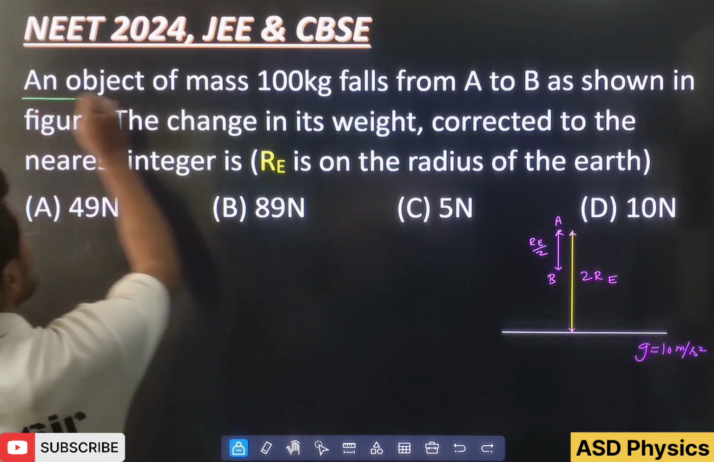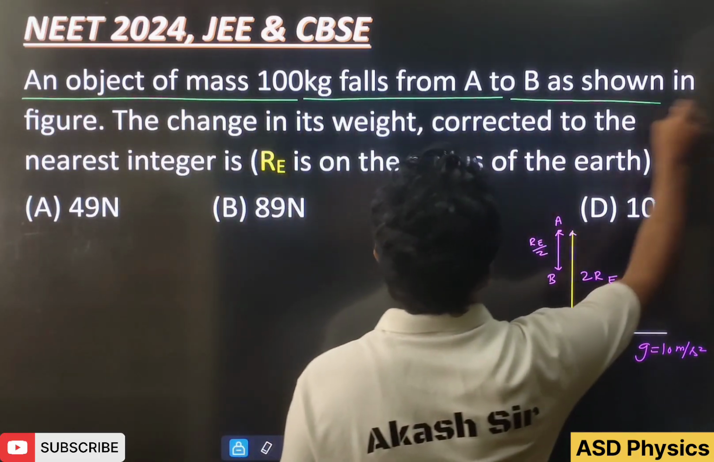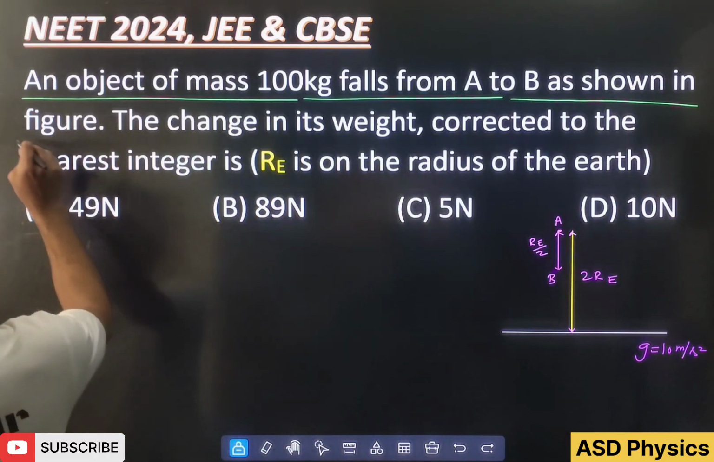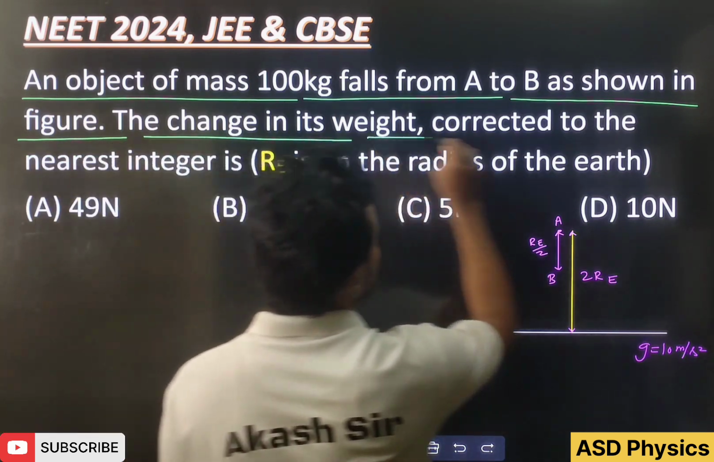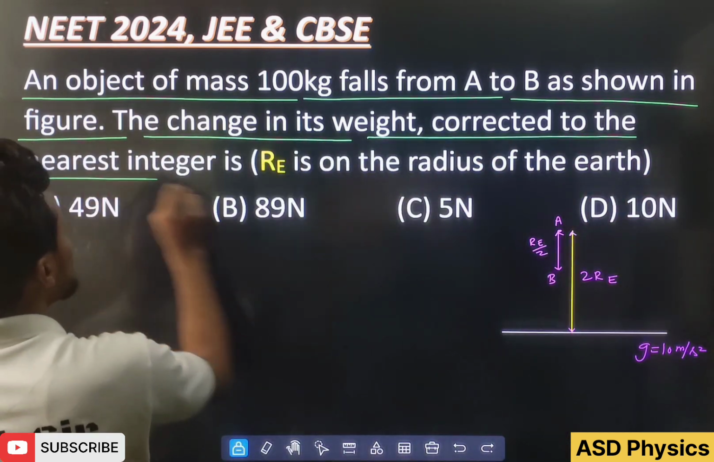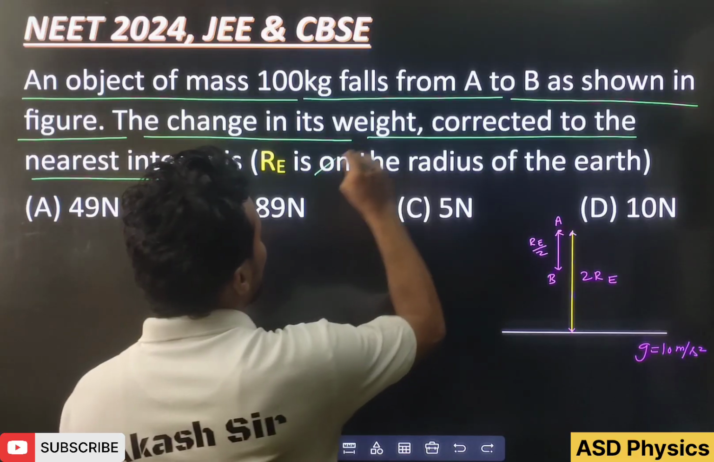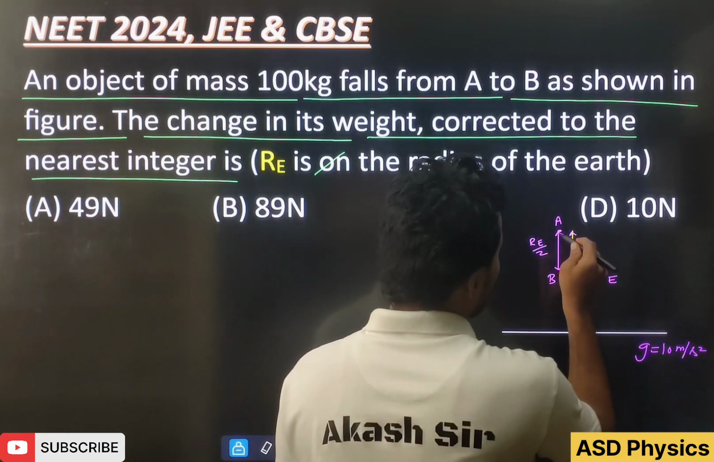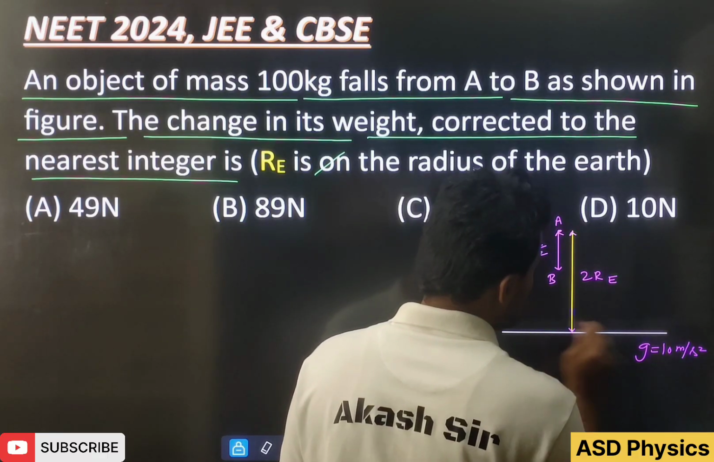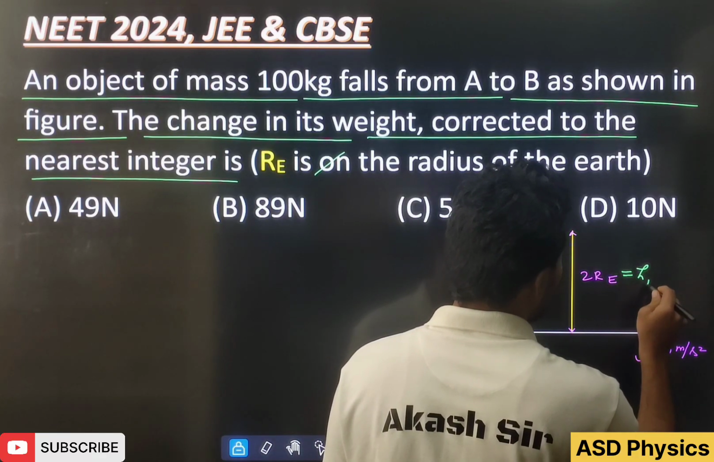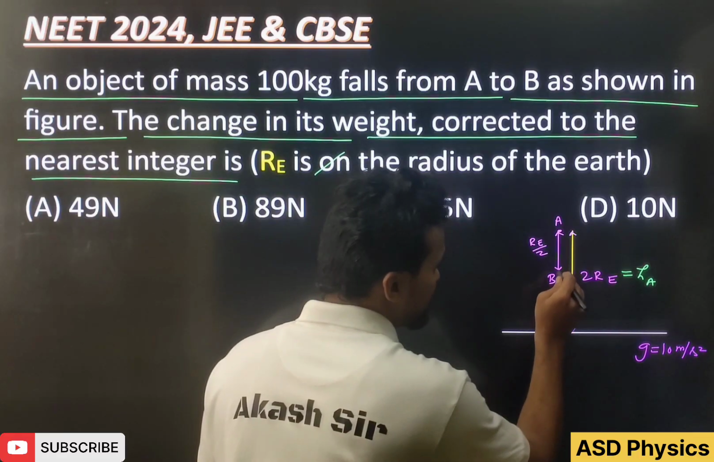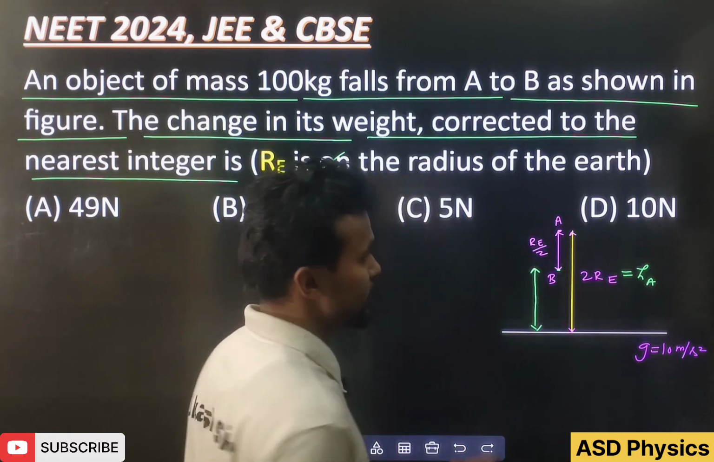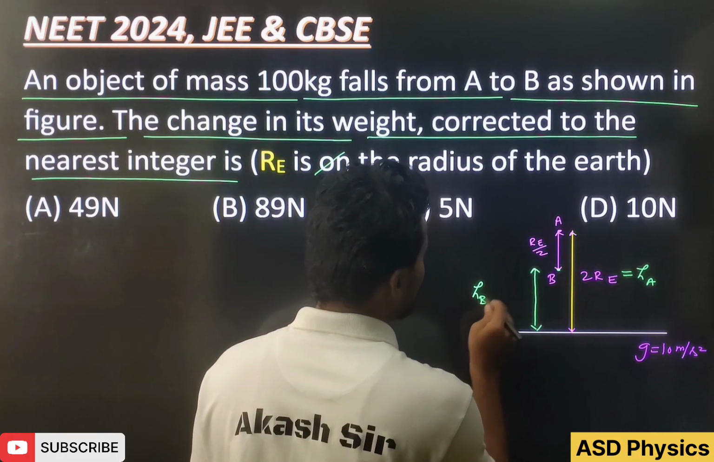The first question is, an object of mass 100 kg falls from A to B as shown in figure. The change in its weight, corrected to the nearest integer, is how much, where RE is the radius of the earth. Okay, so here you can see, when the object is at a height A from the surface of the earth, I have taken the height HA. After that, when it will be at a height B, at this point, let's take the height as HB.